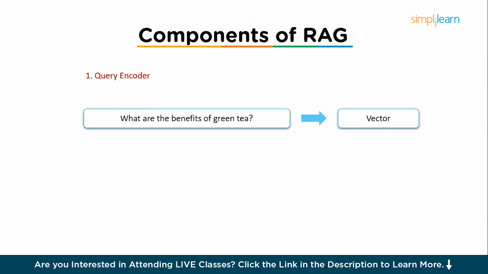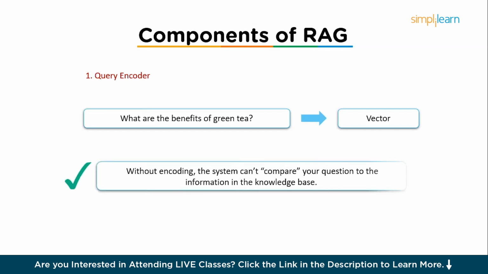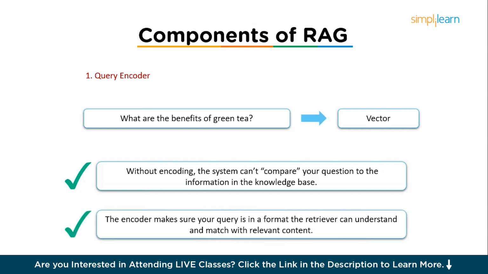Now, how does it help RAG? So without encoding, the system can't compare your question to the information in the knowledge base. The encoder makes sure that your query is in a format the retriever can understand and match with the relevant content.